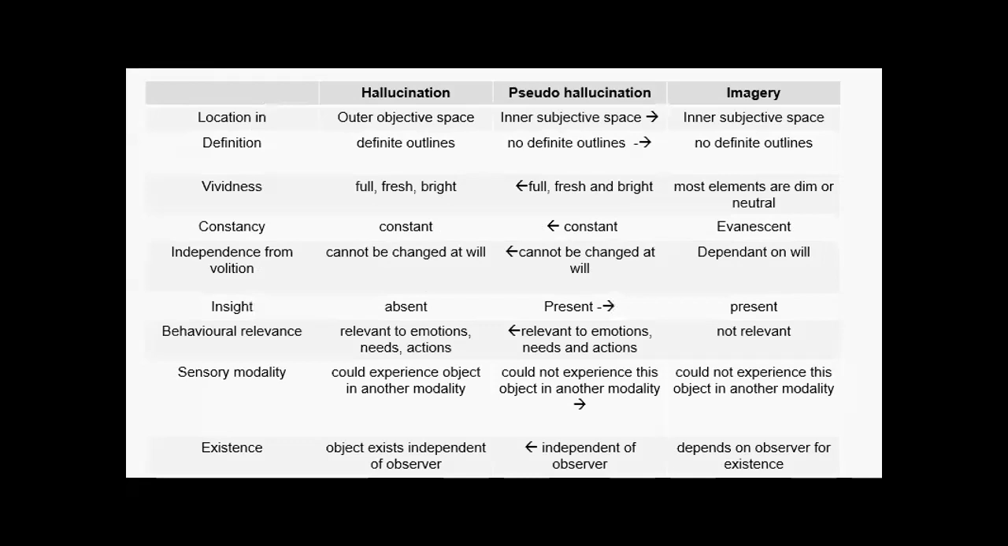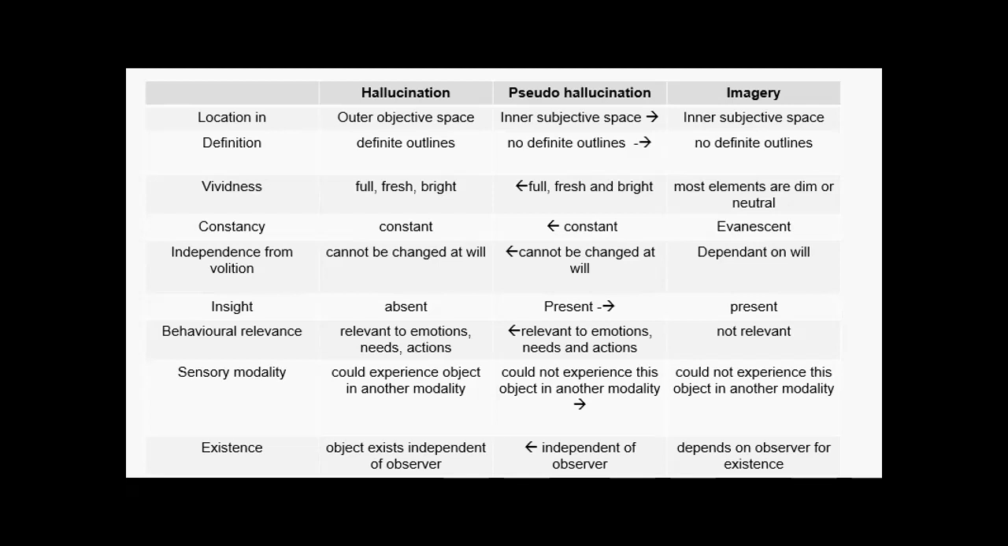Difference between hallucinations, pseudo-hallucinations, and imagery. Pseudo hallucinations share some characteristics common with hallucinations and some common with imagery. Hallucinations occur in outer objective space, while pseudo hallucinations and imagery both occur in inner subjective space. Then hallucinations have a definite outline, while pseudo hallucination and imagery do not have a definite outline. Hallucinations and pseudo hallucinations both are full, fresh, and bright, while in imagery most elements are dim or neutral.